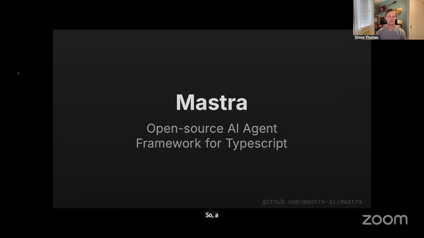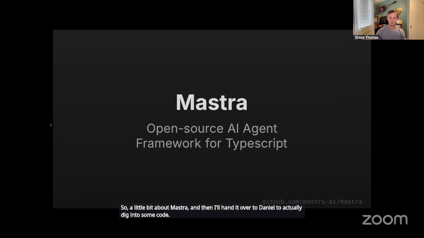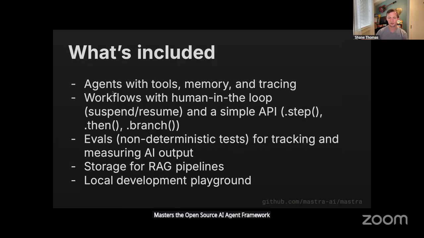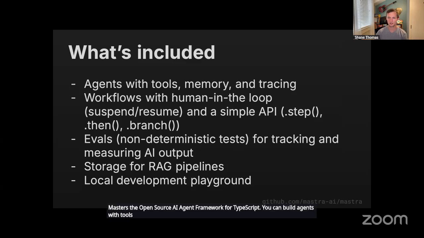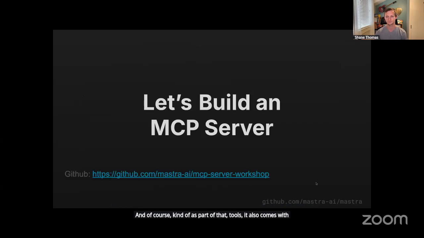A little bit about Mastra, and then I'll hand it over to Daniel to dig into some code. Mastra is the open source AI agent framework for TypeScript. You can build agents with tools, memory, and tracing. You can build workflows with human in the loop, so you can suspend and resume. We try to make it a really simple API, so you just call step or then or branch, and you can build complex graph-based workflows. We have evals, storage for RAG pipelines, and a local development playground. And as part of tools, it also comes with MCP support. So now let's actually build an MCP server. Daniel, I'm going to turn the screen sharing over to you.